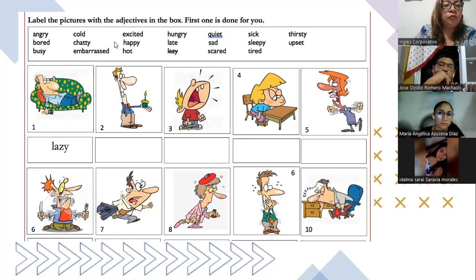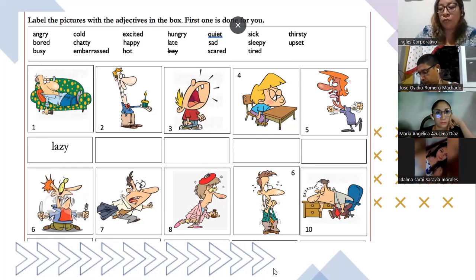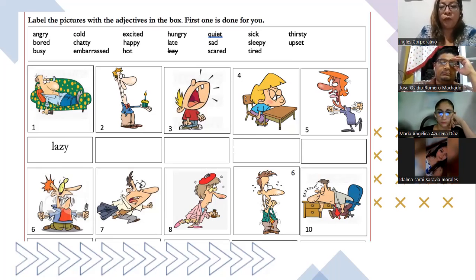So now you are going to do your own examples. Okay, you can use adjectives from here, or you can use other adjectives that you know. You are going to type your two examples on the chat here on Zoom. Write your two examples. One using is and the other using have or has.